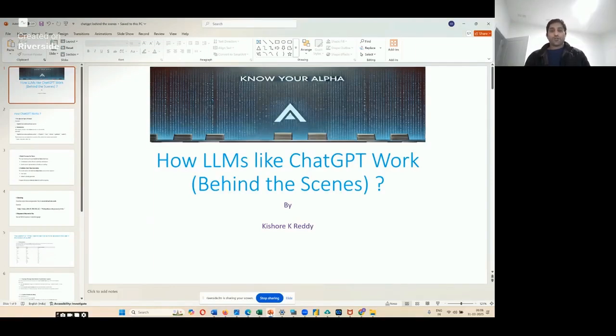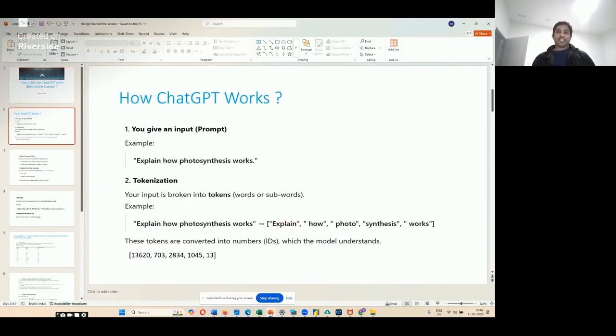Today we are going to discuss how LLMs like ChatGPT work. So how does ChatGPT actually work? Once you give the prompt in the window, it takes the prompt. For example, say you want to know how photosynthesis works. After you give this sentence as your input, the LLM immediately converts your input into tokens.